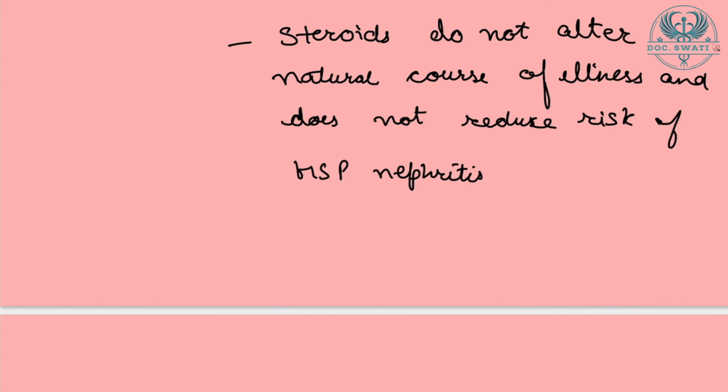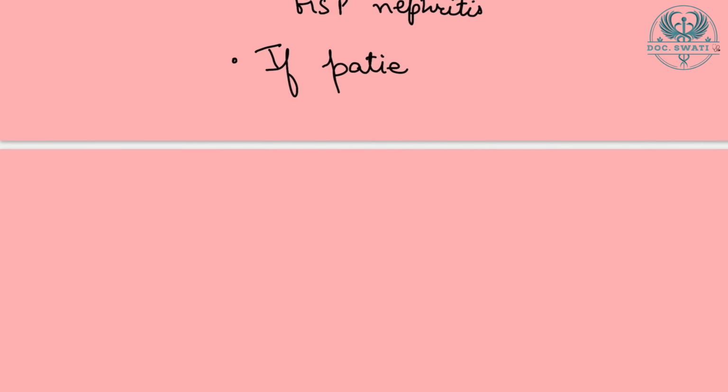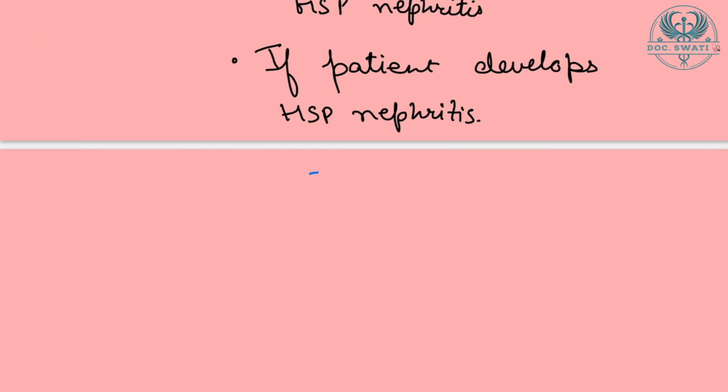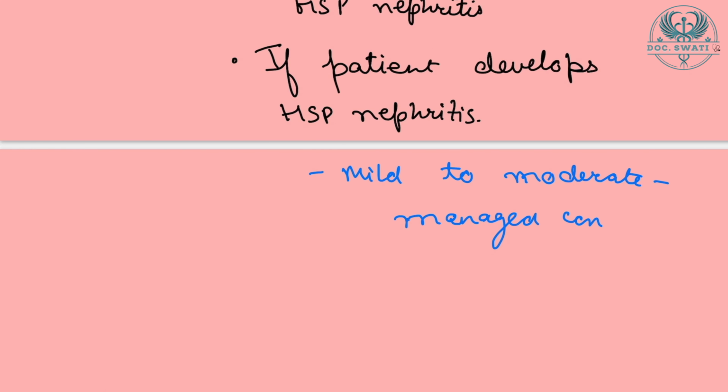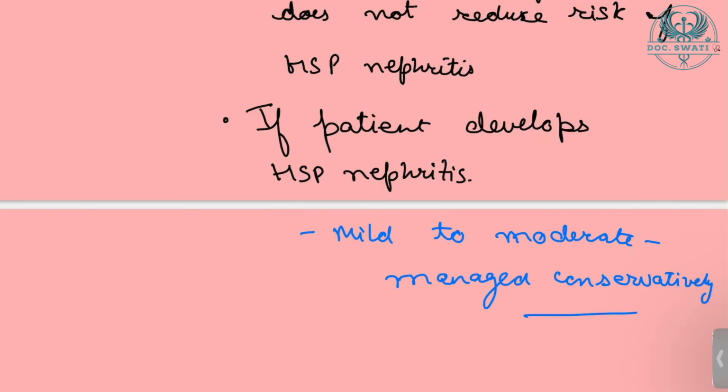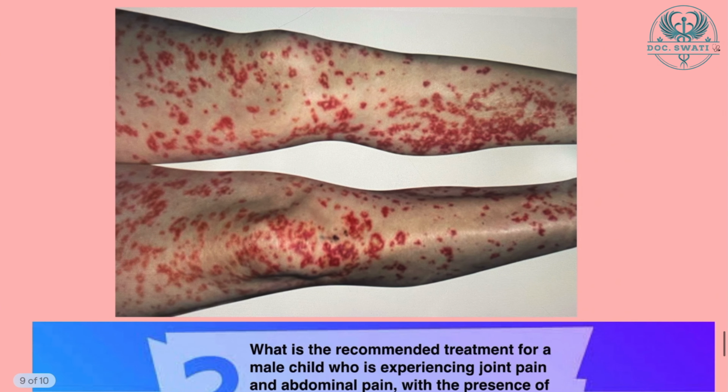If the patient develops HENOCH SCHÖNLEIN PURPURA, then the mild to moderate cases are managed conservatively, whereas the severe cases require corticosteroids. So this is the appearance of the HENOCH SCHÖNLEIN PURPURA.